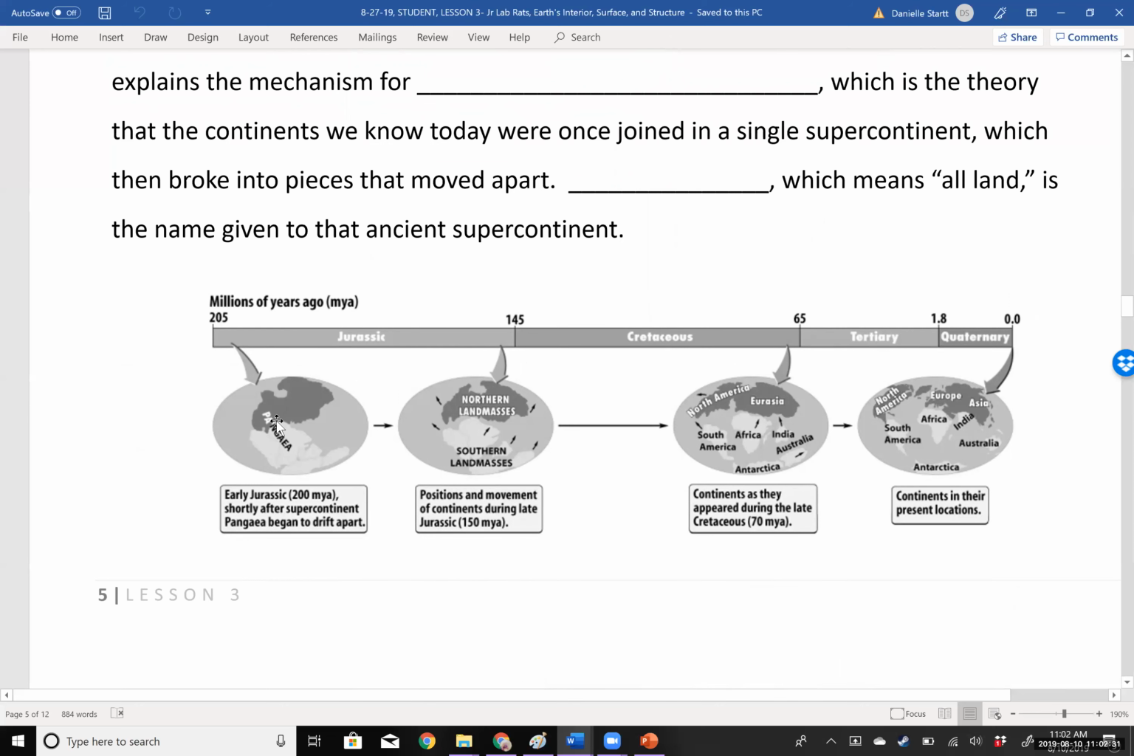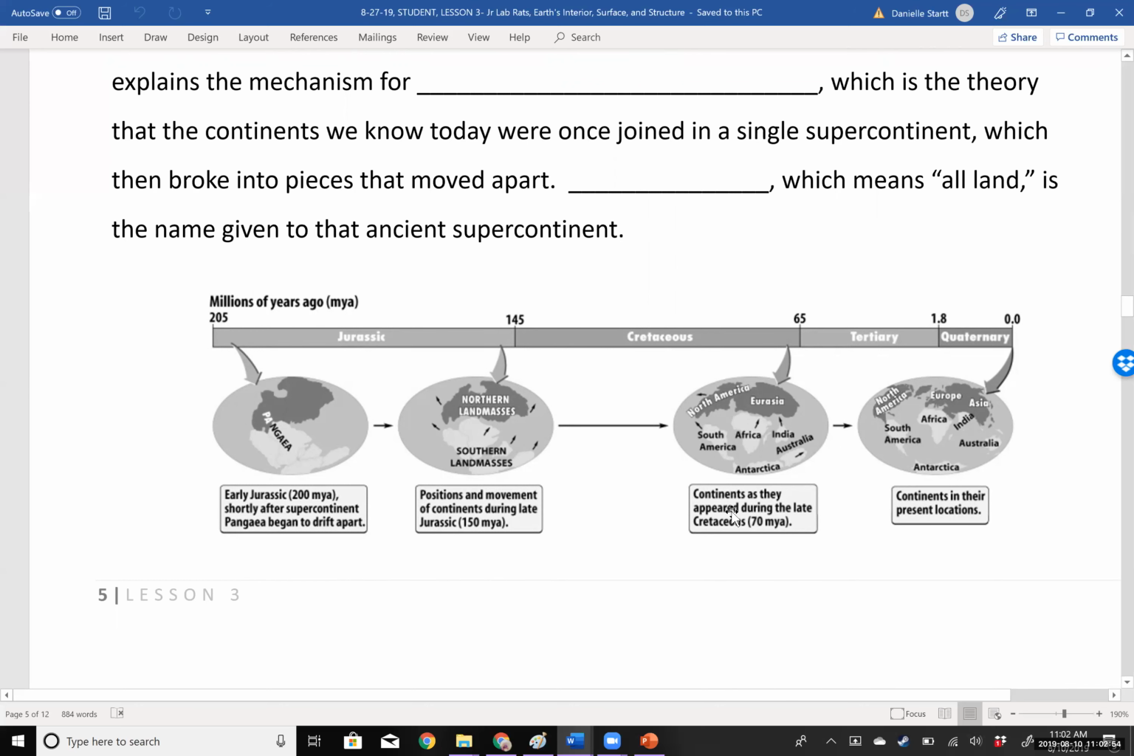So 205 million years ago, we have Pangaea. Early Jurassic, 200 million years ago, shortly after the supercontinent Pangaea began to drift apart. You had northern and southern land masses 145 million years ago. Positions and movement of continents during the late Jurassic. So that's about 150 million years ago from these pictures. And this starts to look a little more familiar.